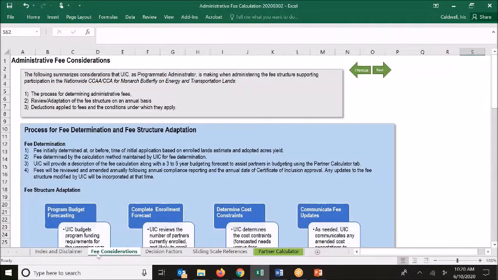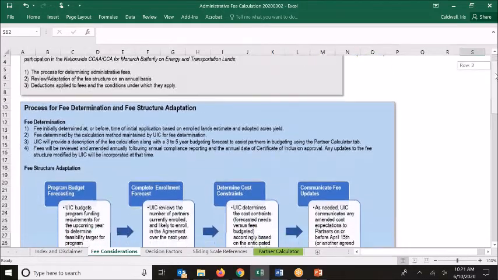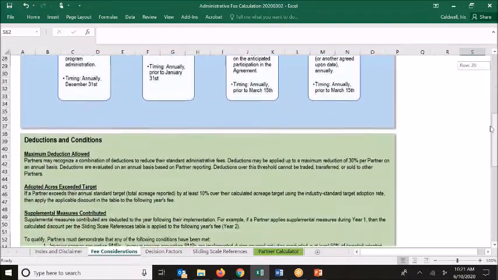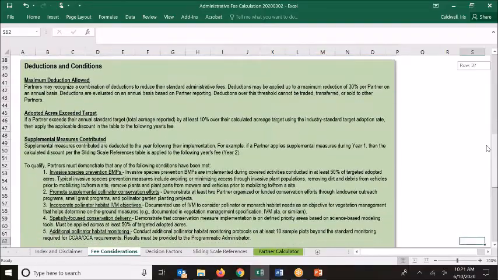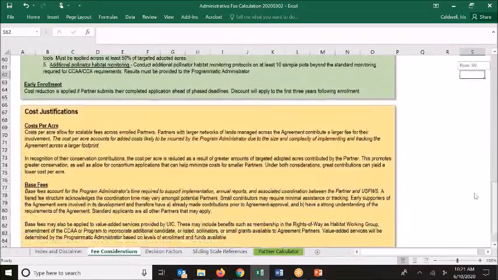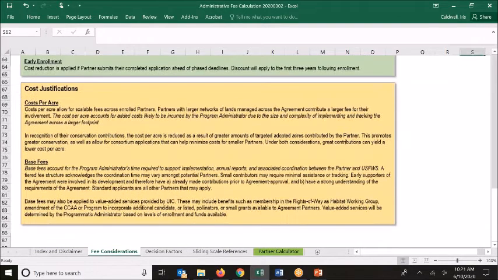If we move to the next tab here, this outlines a number of considerations that have been taken into account in the development of the fee structure. So this has additional background information that you can find as far as how the fee is calculated, the various deductions and other factors that have been built into the fee, as well as some additional information on the basis of the fee primarily being the costs per acre in terms of adopted acres that are enrolled, as well as the base fees.